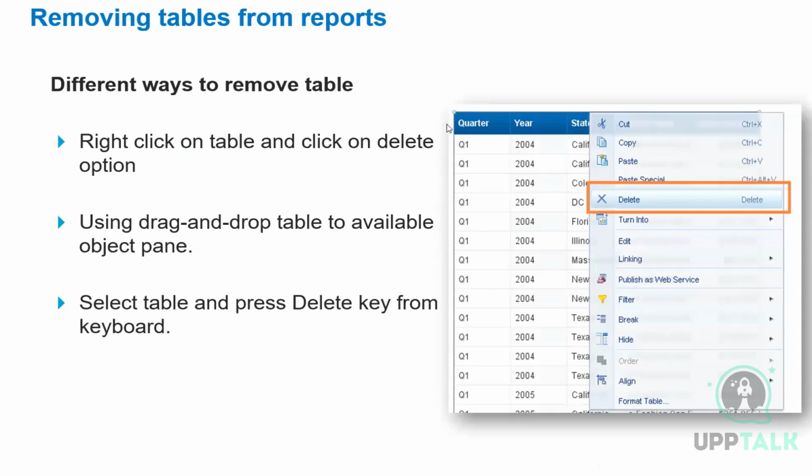There are different ways to remove the table. We can just right click on the table and click on delete, or we can drag and drop the table from the report space to the left side available objects pane, or we can select the table and press the delete key on the keyboard. That will also delete the table.